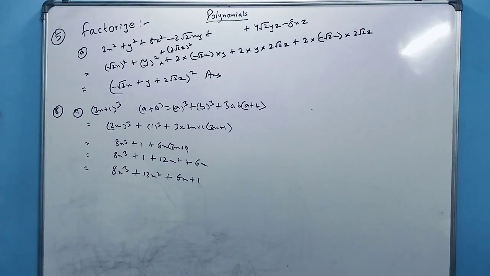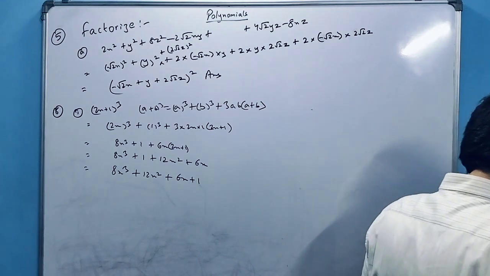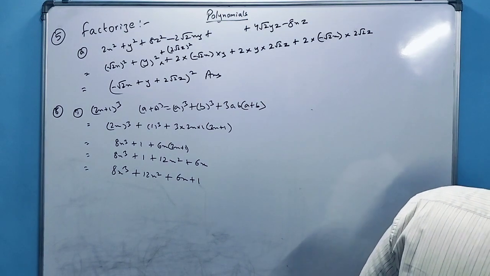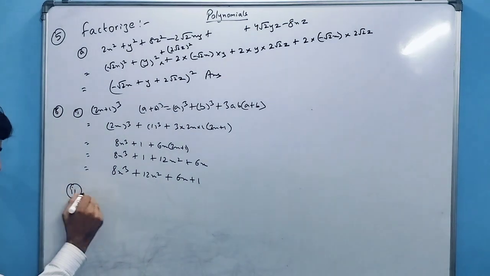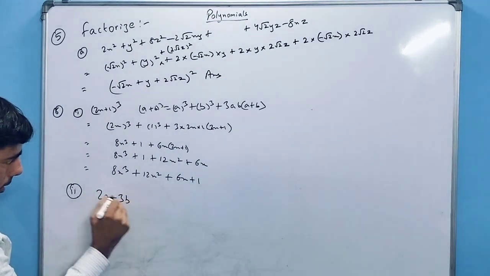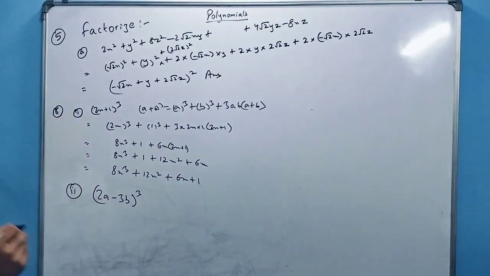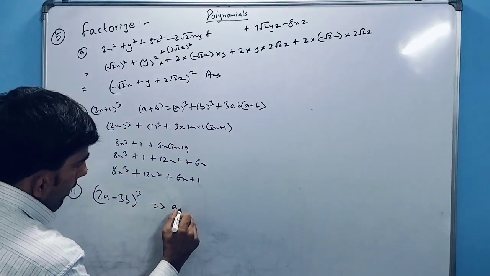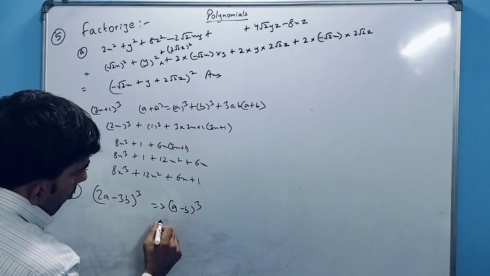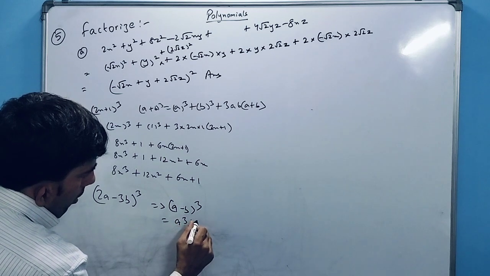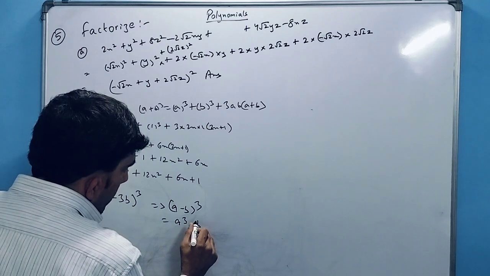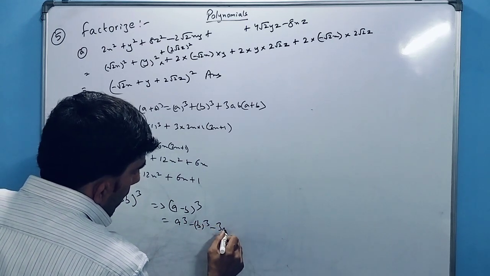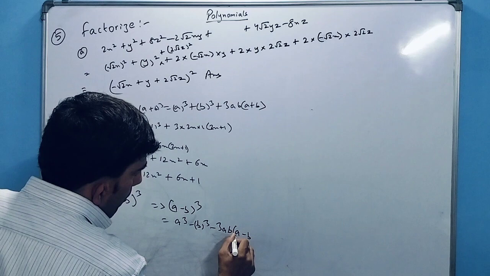Okay, and so now let us try to solve more numericals on this. Now we have (2a − 3b) whole cube. Now here it is in negative sign. So now we will use the identity (a − b) whole cube, that is a cube, then we have here in the negative, minus b cube minus 3ab into (a − b).